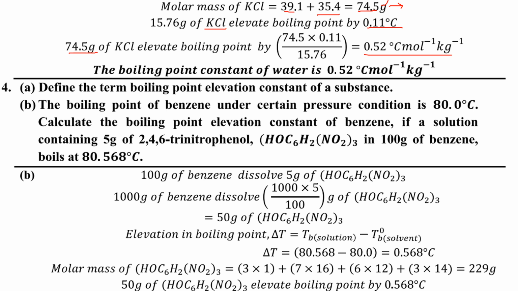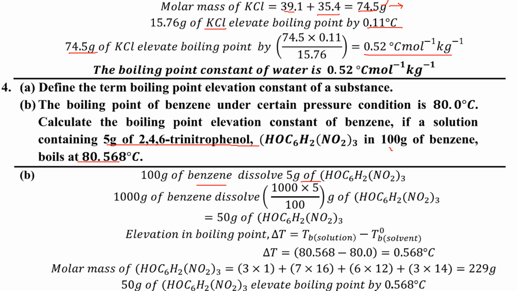Now if you look at number 4, define the term boiling point elevation constant of a substance, which you have already defined. And part B, you are told that the boiling point of benzene under a certain pressure condition is 80.0 degrees Celsius. Calculate the boiling point elevation constant of benzene if a solution containing 5 grams of 2,4,6-nitrophenol in 100 grams of benzene boils at this temperature. So first of all, we start with the solvent dissolving which grams of a solid.